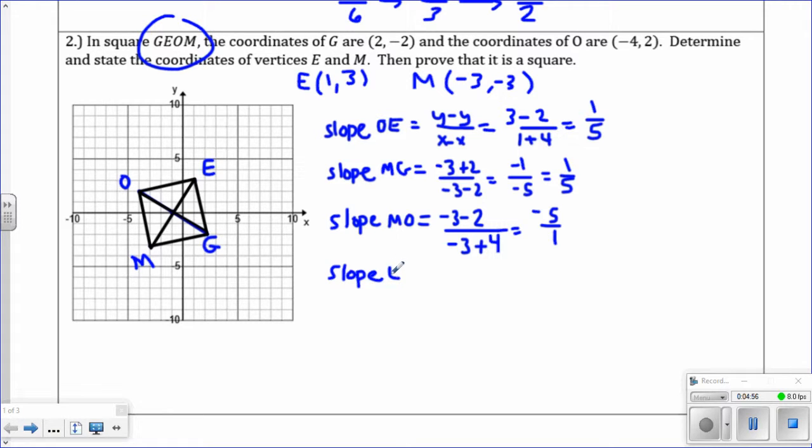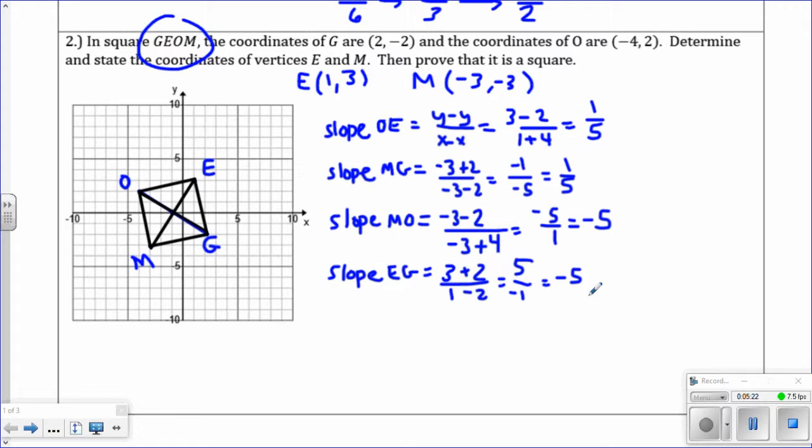Next is EG. Okay, EG, where's E? All right, 3 minus, and then in G we have a -2, so it's plus, and 1 minus 2. So we have 5 divided by a -1, which you can reduce down. So this is really -5, this is really -5. So you can see it's a parallelogram because the opposite sides are parallel. We have the 1/5, we have the -5.